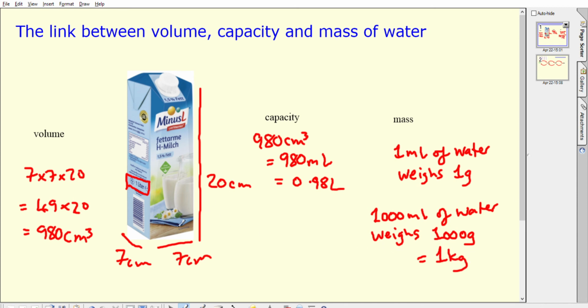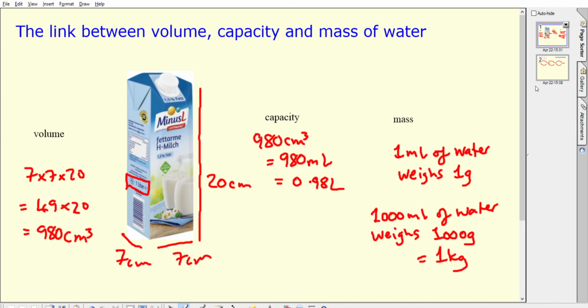So if milk was like water, and it's a bit like water, though probably not quite as dense, then this carton of milk should weigh 1 kilogram, more or less. Okay? And that's the main point of today's lesson, that you can work out the mass of water if you know its volume or capacity.